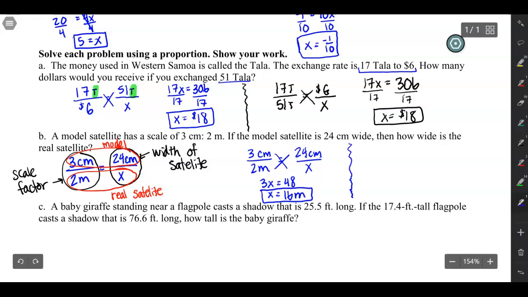Another way to set up this same problem would be to set up a fraction with both your centimeter measurements. So here's your ratio of centimeters, 3 centimeters to 24 centimeters. And that should be equal to your meter measurements. So 2 meters to how many meters? You'll cross multiply, end up with the same equation, and of course the same answer.